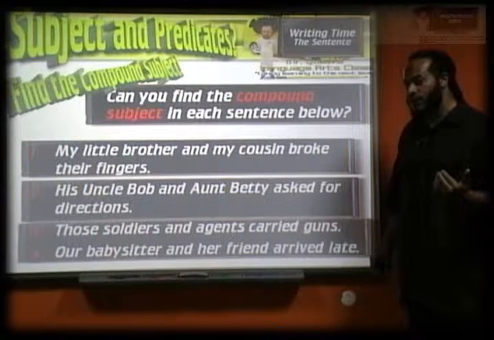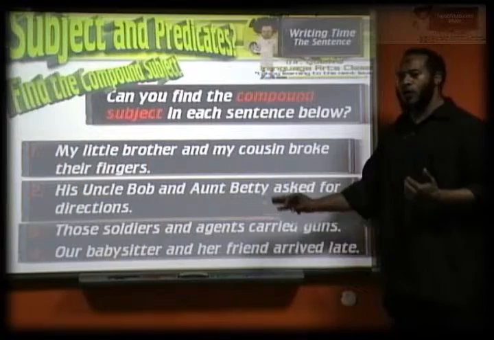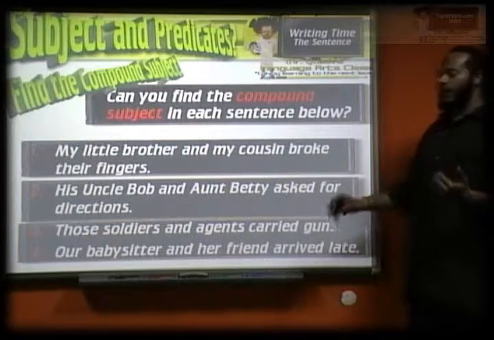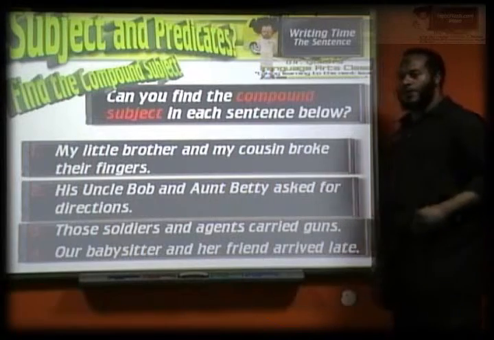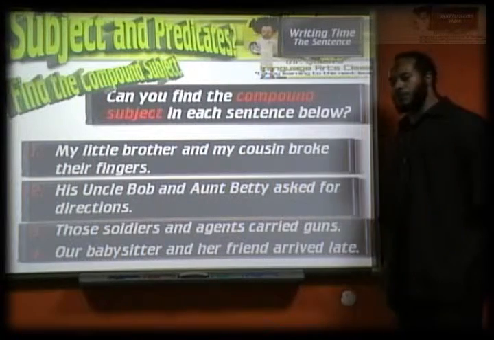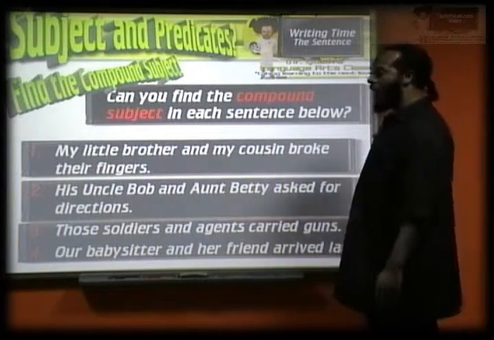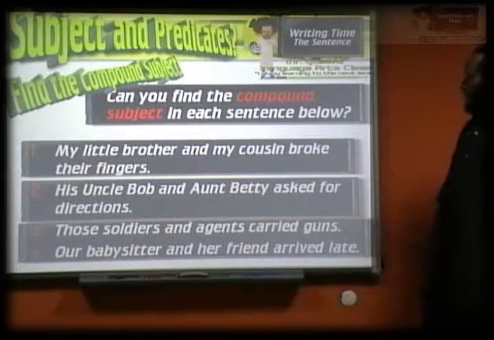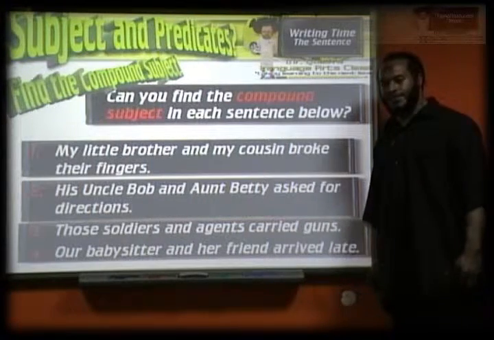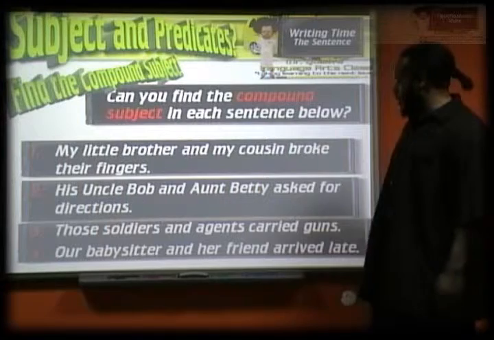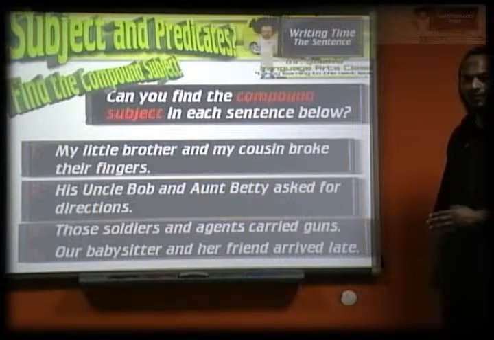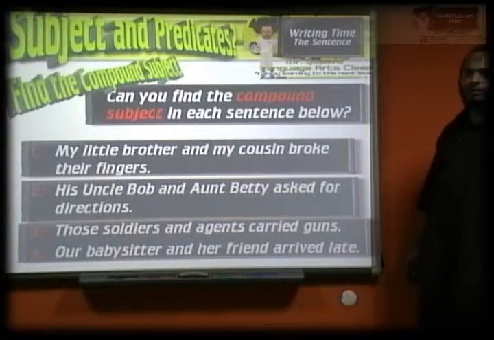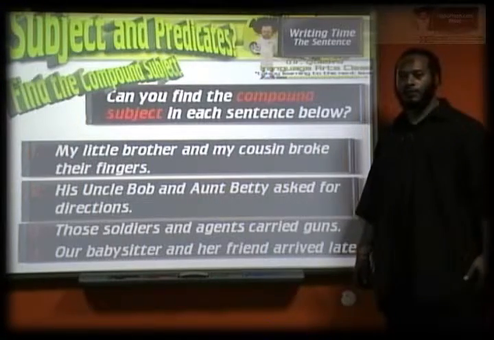find the subject in a sentence, then it's pretty easy to know his Uncle Bob and Aunt Betty is the subject. But now we're trying to find out what makes up the compound subject in this particular sentence. Those soldiers and agents carried guns. Our babysitter and her friend arrived late. Take a pause. Write the sentences, underline the compound subjects.